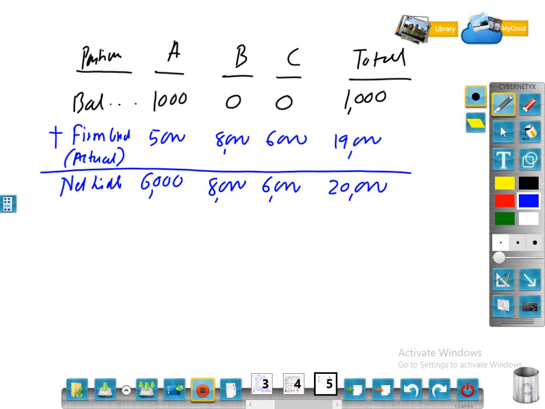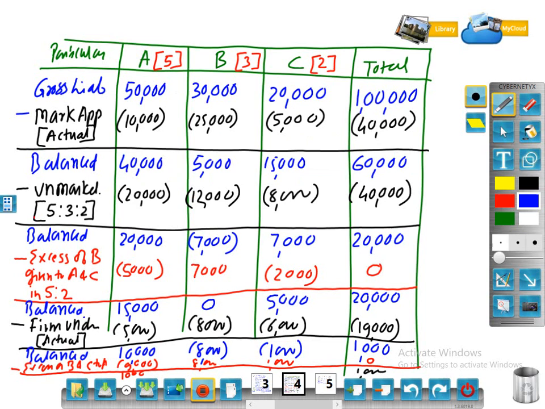I hope all of you have followed this calculation. Steps are there. Follow those steps. Step number 1, marked application you have to deduct. Step number 2, unmarked application you have to deduct. Step number 3, if there is any excess, sometimes there is no excess, so don't do that. But if the excess is there of any partner, you have to give it to the other partner in the GL ratio. Remember, that is gross liability ratio, GLR.